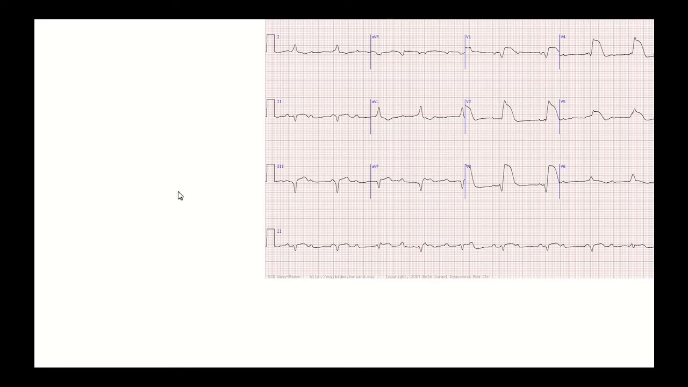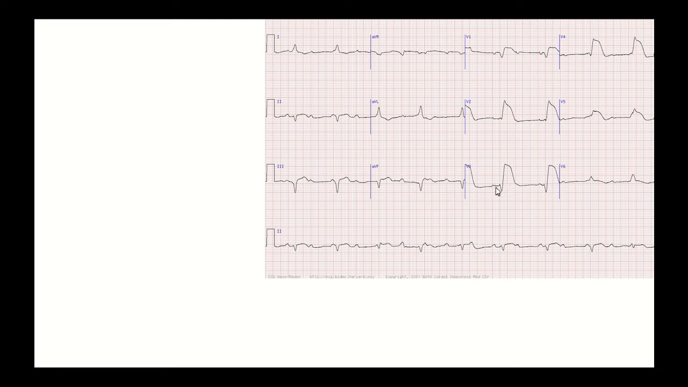This is an interesting tracing in that different parts of it get people's attention first. Sometimes people are immediately drawn to the fact that this is complete heart block. We have more P waves than QRSs. Sometimes they are drawn to these complexes here in the precordium and think that the QRS is 400 milliseconds long.